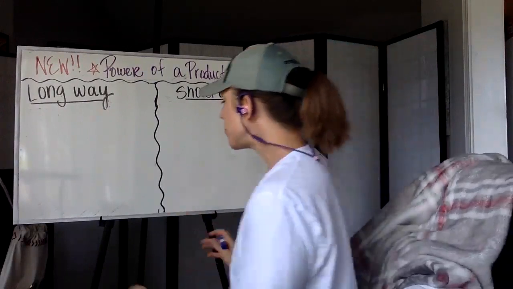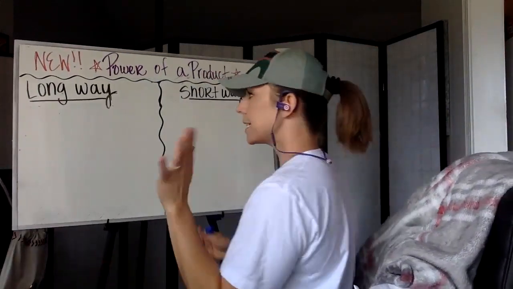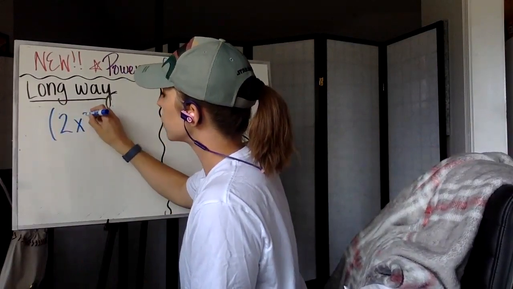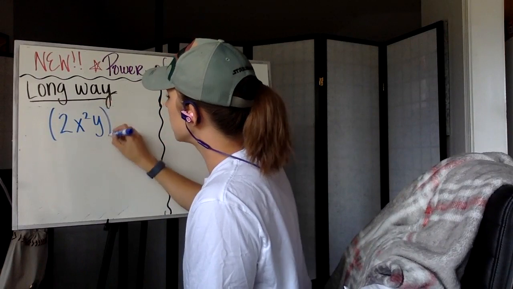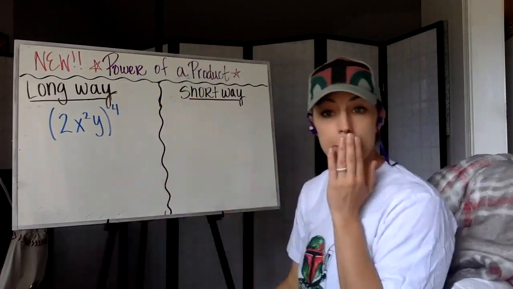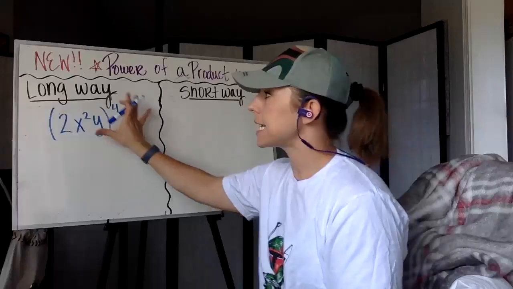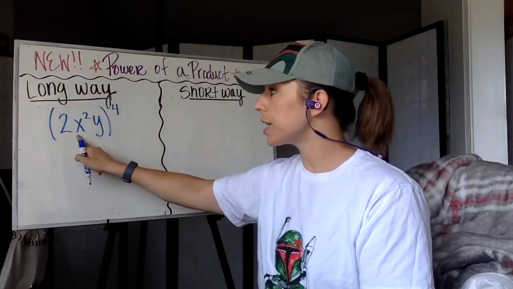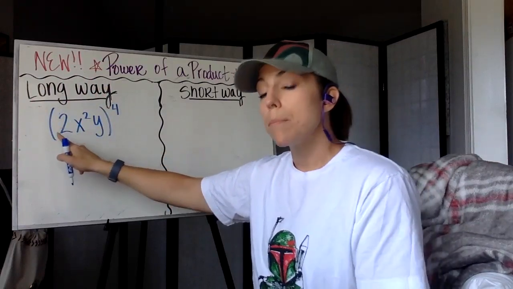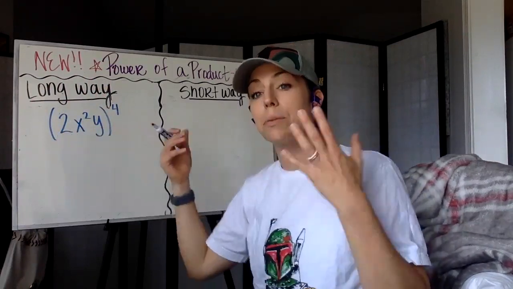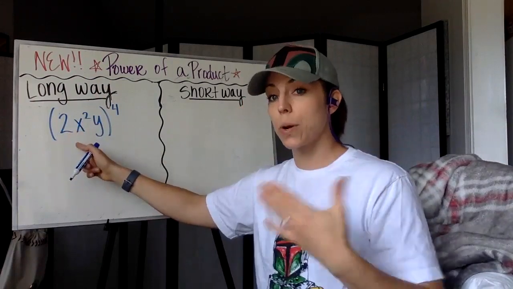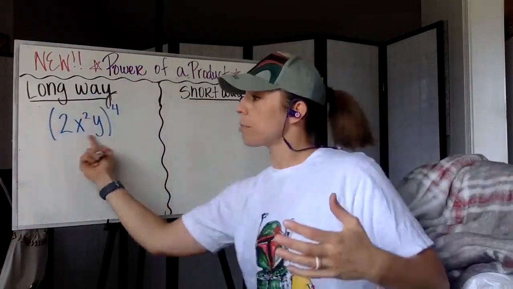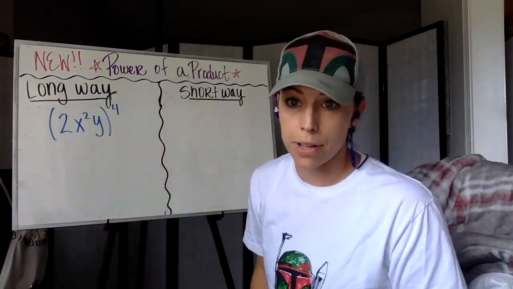Let me show you. In this case, let's say I had something like (2x squared y) to the power of 4. Now, the entire expression is a power because it has a base raised to an exponent. But if you look inside the parentheses, this is not a single power, this is a product. This is 2 times x squared times y. That's why we call this a power of a product, because it's a product inside the parentheses.